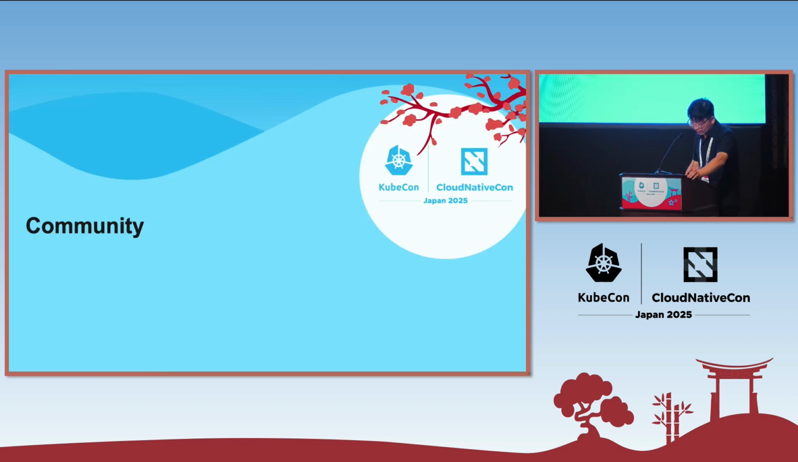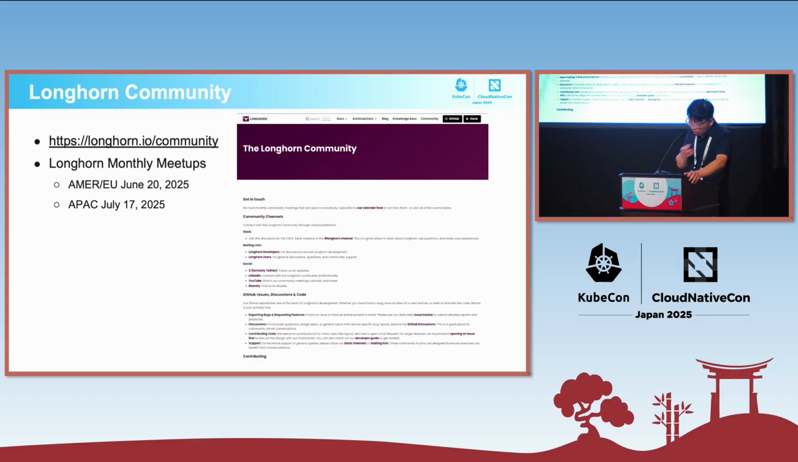Okay. And our community status. Longhorn just added a new page, community, on our official website. So you can go to the Longhorn website and find the community page. On this page, you can find our social media channels and our mailing list. So if you have any questions, you can reach out to us.